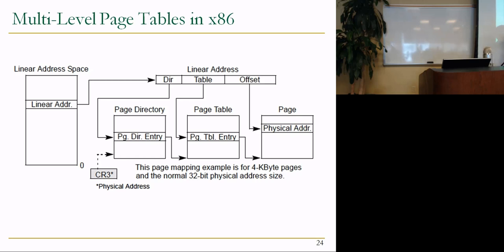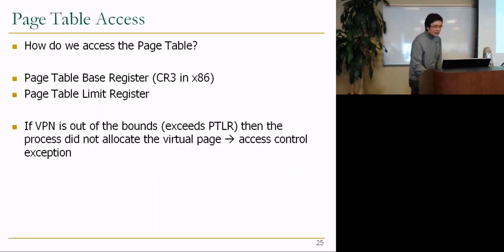And this page mapping is used for 4 kilobyte pages. And for the normal 32-bit physical address size in the 64-bit machine, Intel x86 actually uses 4 levels of indirection in order to access your page. So regarding that, in detail, how do we actually access the page table?